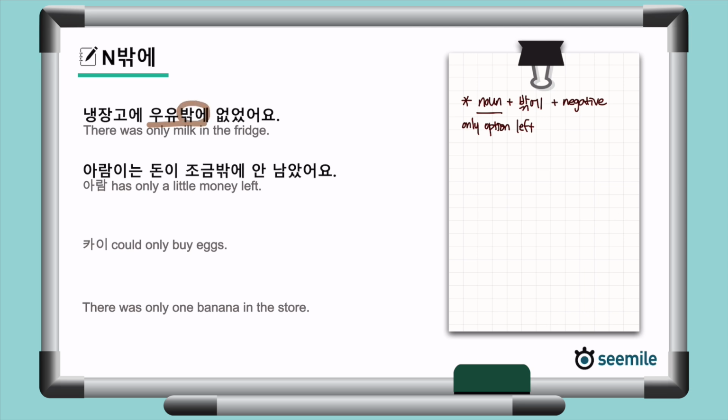우유밖에, so it means that nothing was left in the fridge other than milk. 아람이는 돈이 조금밖에 안 남았어요. 조금밖에. This means that Aram has nothing left except for a little money.